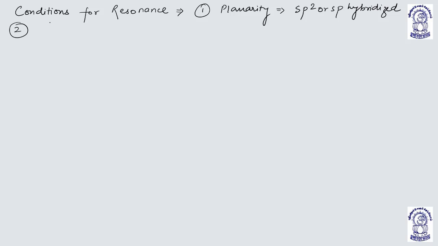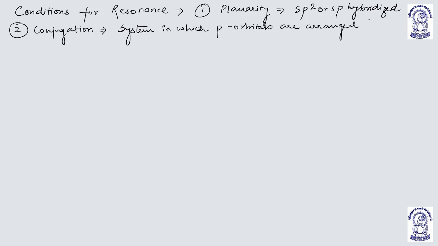Secondly, existence of conjugation. Conjugation is a system in which p orbitals are arranged parallel and continuous to each other, and this is considered as a conjugated system.